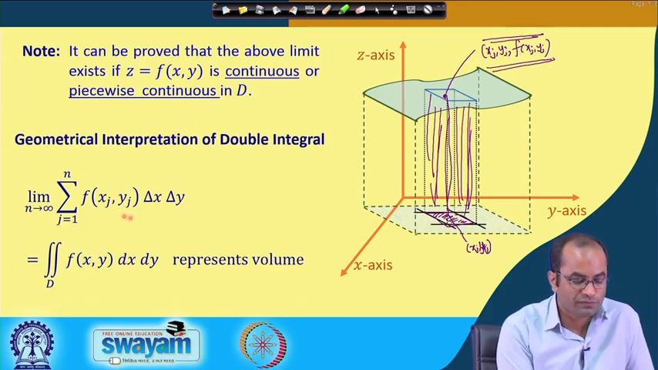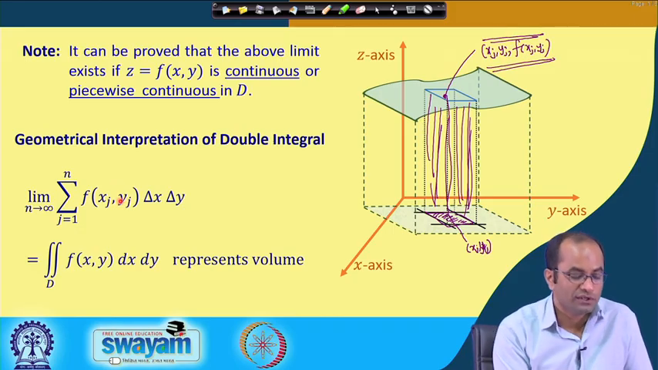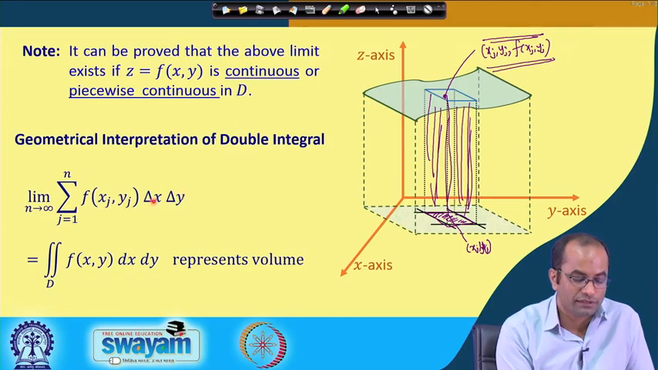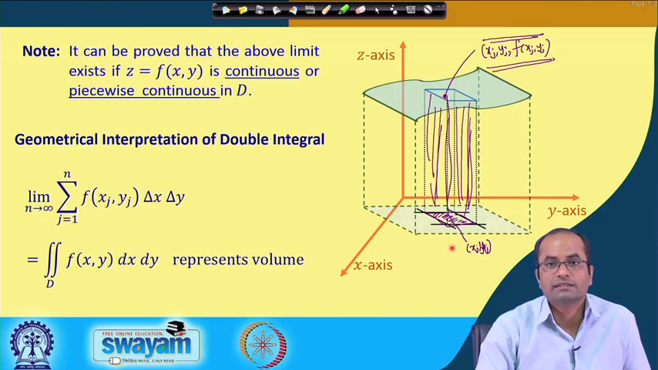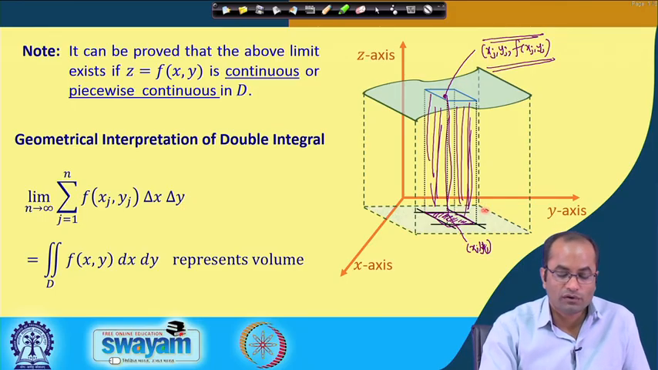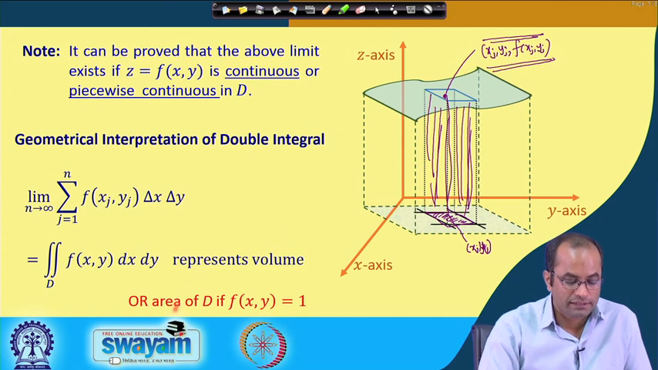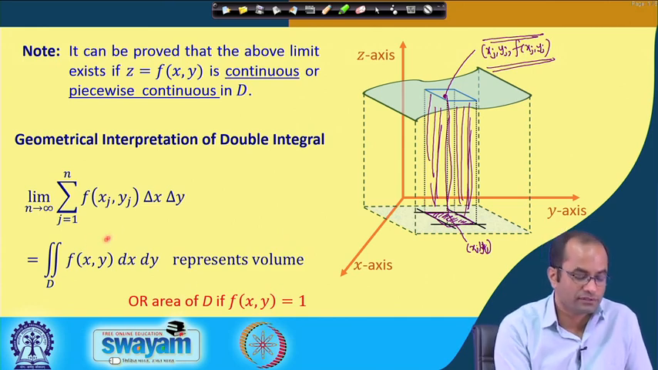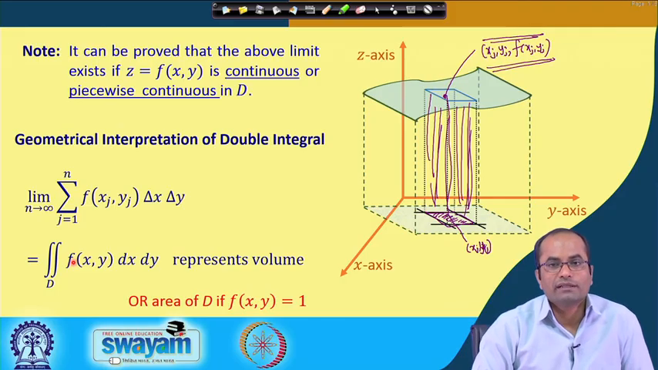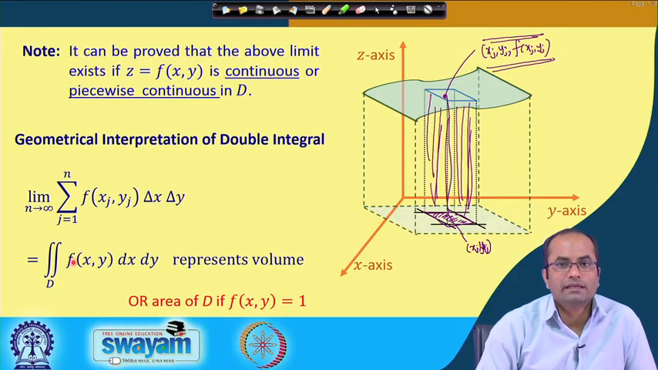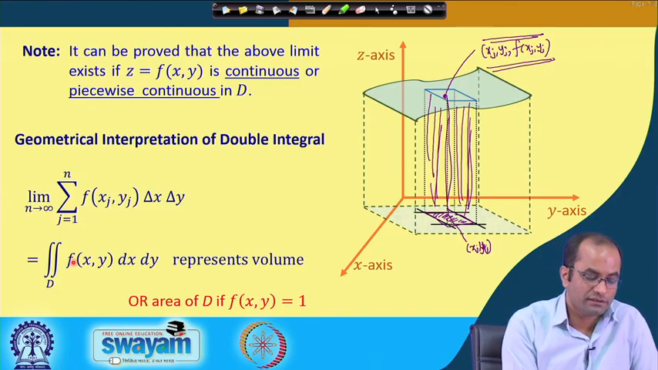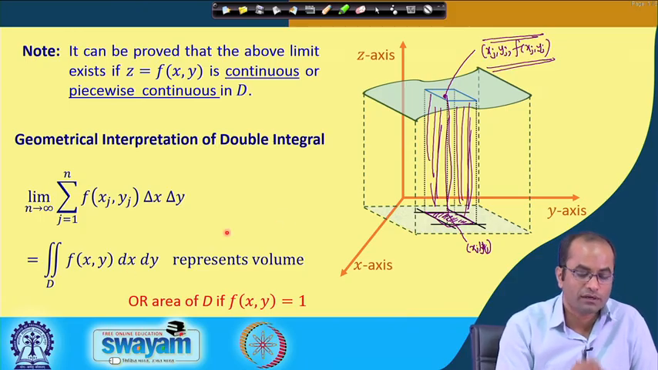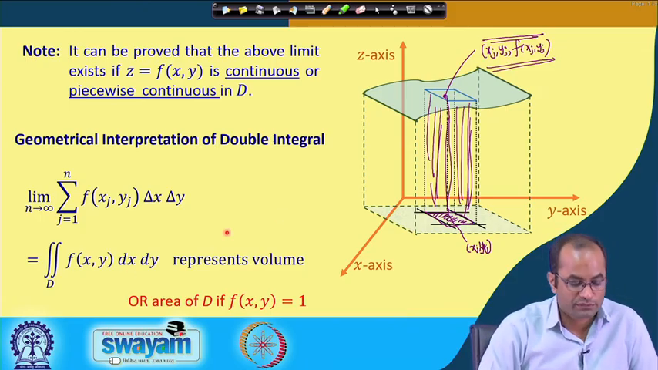In case, for example, we set f(x, y) equal to 1, what will we get? If we set f(x_j, y_j) equal to 1, so we take the function 1, the same value will also give the area, because we are basically adding delta x delta y. We are adding all these areas, and we will get the total area of the domain D. So, with this double integral we can get the area of the domain in the xy plane, or basically this represents the volume under that surface over the xy plane.